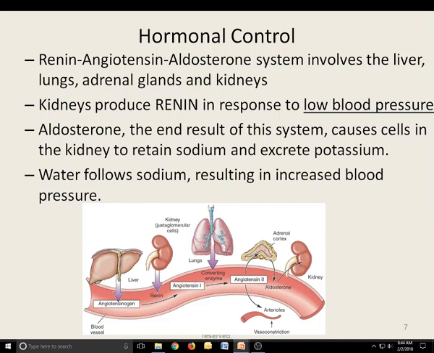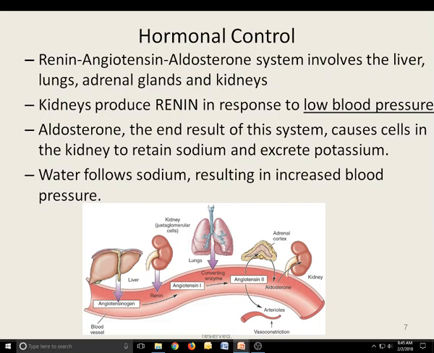And there's a little system in your body called the renin-angiotensin-aldosterone system. It's a mouthful, I know. And it involves the liver, the lungs, the adrenal glands, and the kidneys. So all 4 of these organs are working together to control blood pressure. So this is another mechanism of control of blood pressure. So basically this is how it happens.